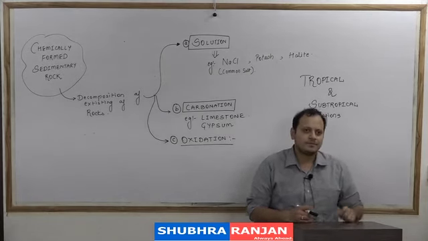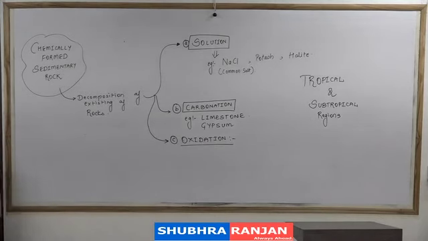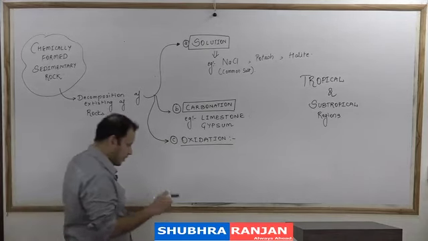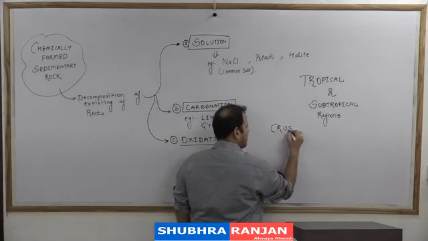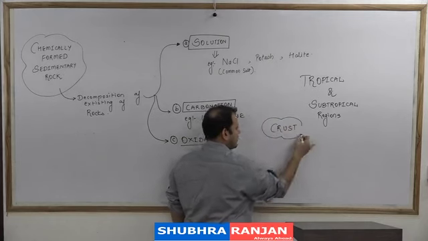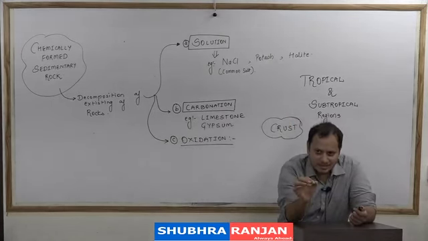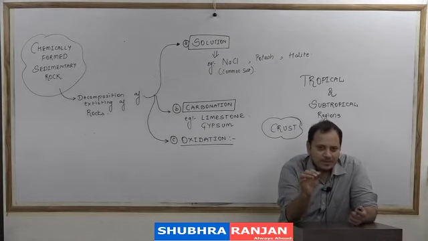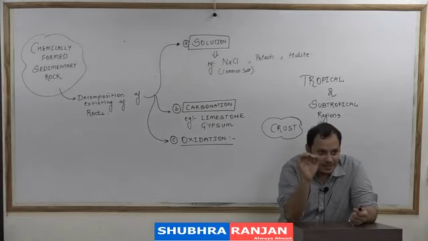Therefore, the rocks develop reddish brown covering or crust. Crust does not necessarily mean the crust of the earth. Rocks develop reddish brown covering or crust. Example, common type of process in India.